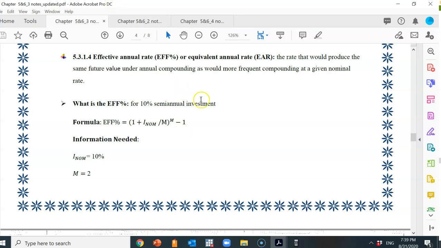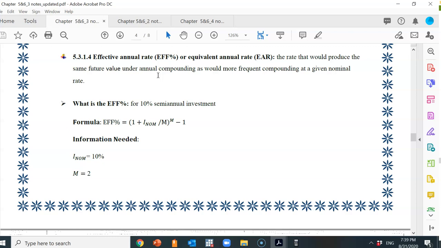Another concept we want to introduce here is the effective annual rate, EFF, or we can call it the equivalent annual rate, EAR. It is the rate that would produce the same future value under annual compounding as would more frequent compounding at a given nominal rate. In the contracts, we're given a nominal rate at a certain number of compounding periods per year. We can convert this nominal rate into the effective annual rate to see what rate is equivalent to this nominal rate if we compound once a year instead of multiple times a year.